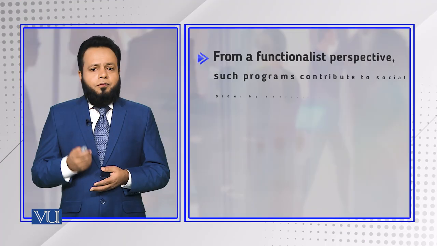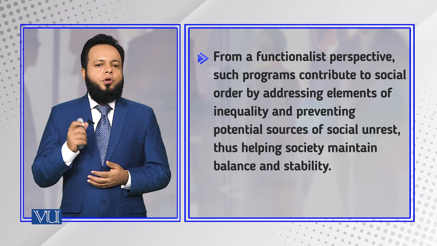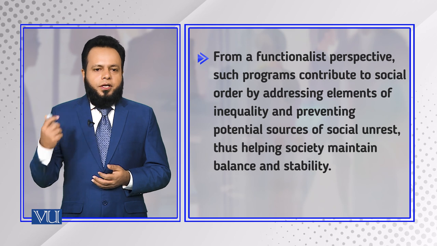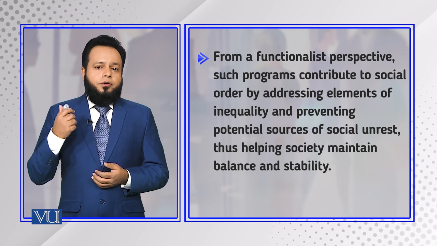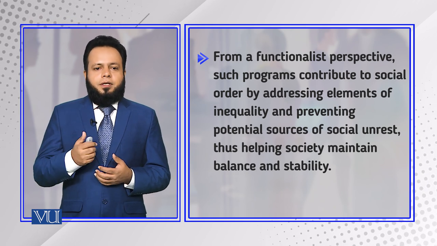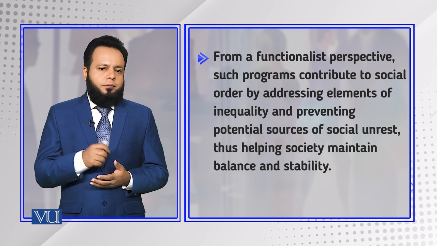So, giving the example of Benazir Income Support Program, when there is high inequality and high poverty in the society and those poor people are in need of resources, Benazir Income Support Program was conceived or designed to be a system through which those marginalized communities could be served so that at least they could get the minimal support through which they could come up from their extreme poverty position. From a functionalist perspective, such programs contribute to social order by addressing the elements of inequality and preventing the potential sources of social unrest, thus helping society to maintain balance and stability.